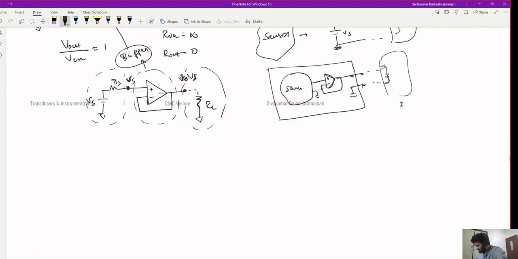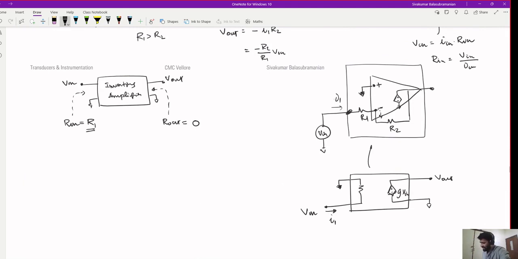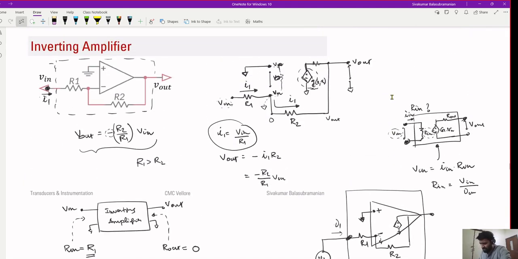Whereas in this case, it has a finite input impedance because there is some current being drawn by this R1. Even though your op amp has infinite input impedance, the way things are connected here makes this circuit behave as if it's an amplifier with a finite input impedance.